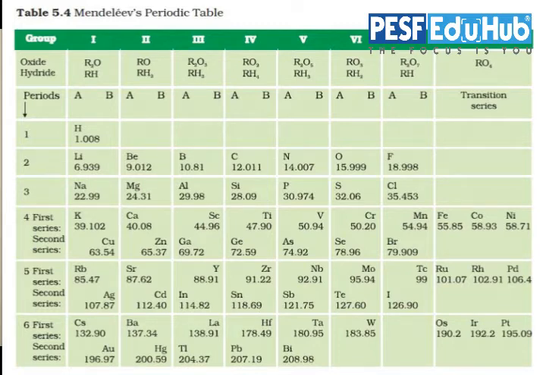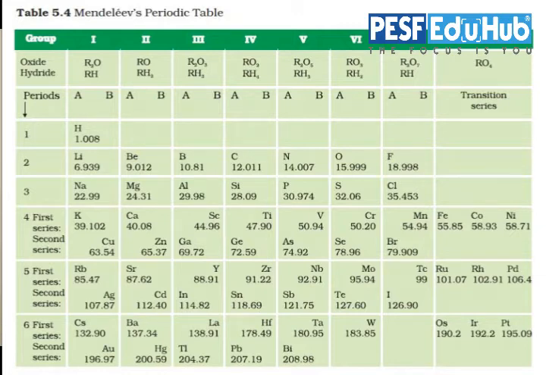Another thing you can observe here is that there are 8 groups in total, out of which groups from 1 to 7 have subgroups also. They are subdivided into A and B subgroups, as you can observe from the figure. The 8th group did not have any subgroups. And another point you have to note here is that inert gases were not found or discovered at the time of Mendeleev.